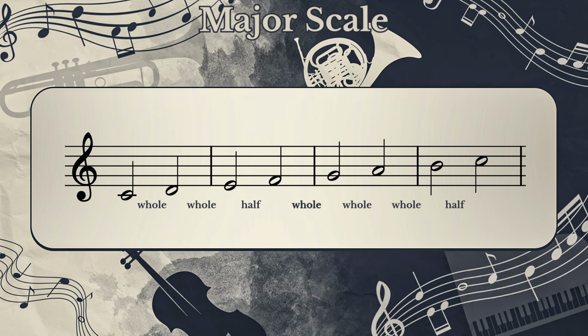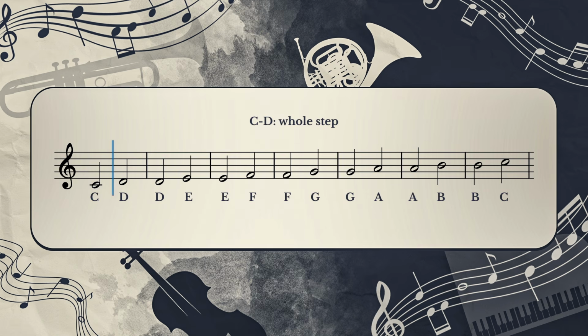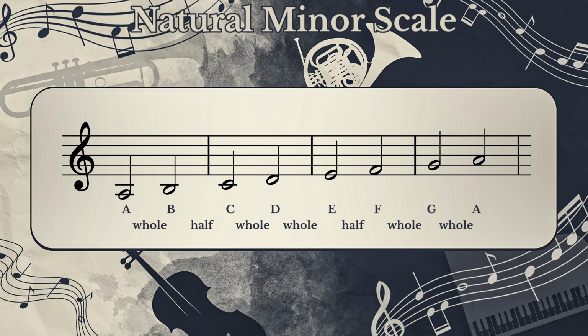A scale is a set of notes in a specific order. The most common scale is the major scale. It follows this pattern of steps. The A minor scale includes exactly the same notes as the C major, but it starts with A instead of C.